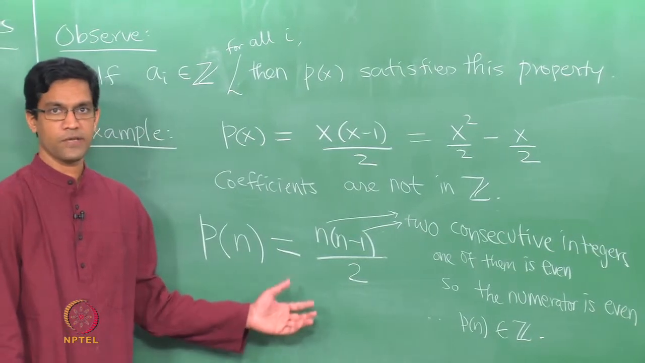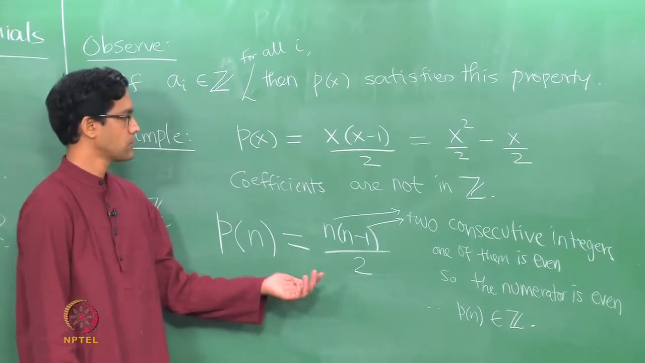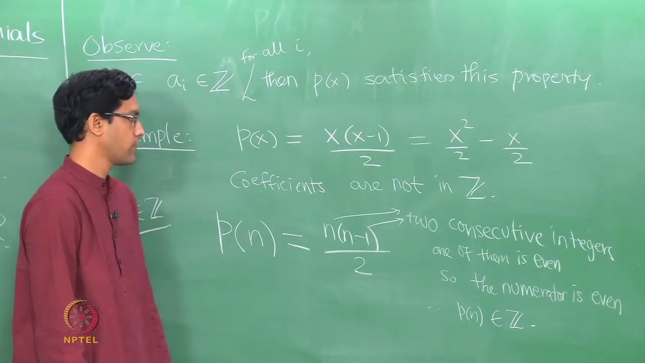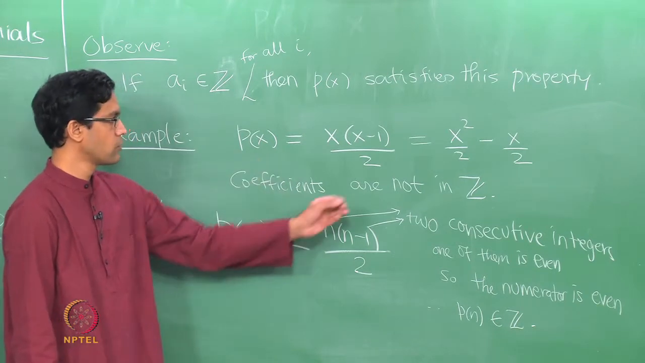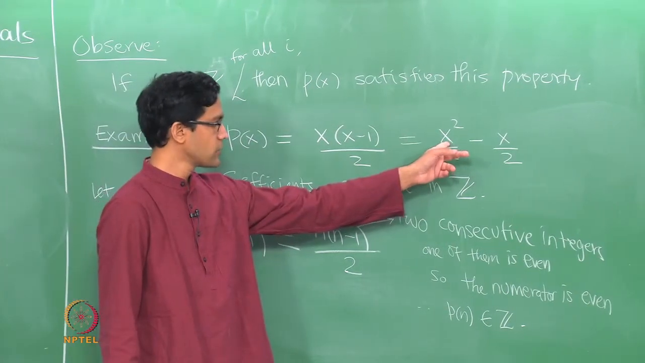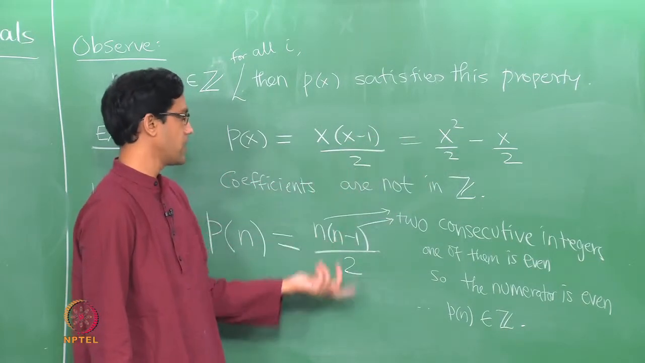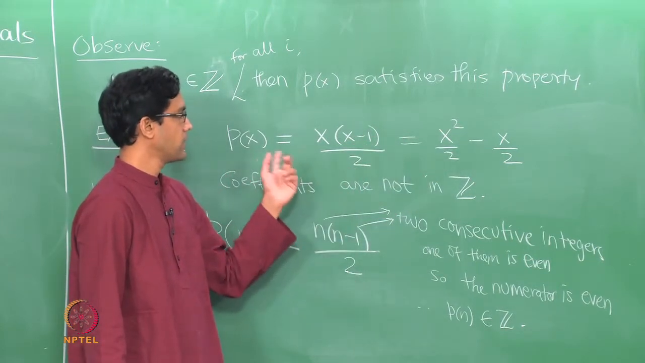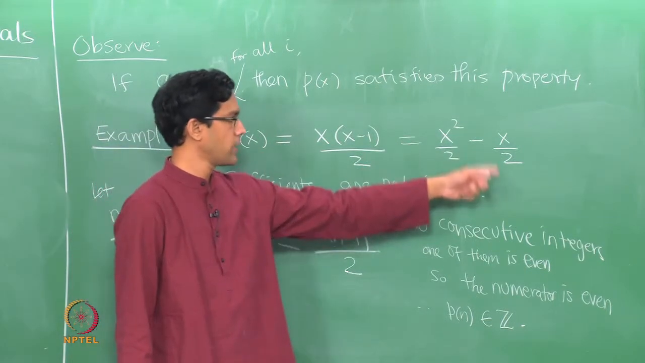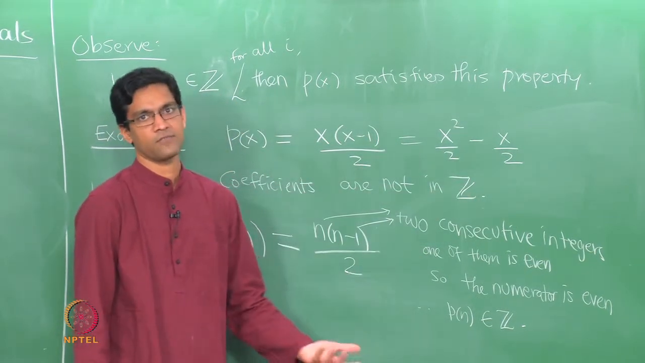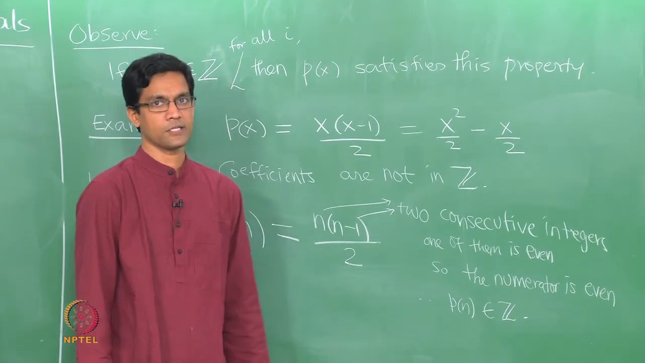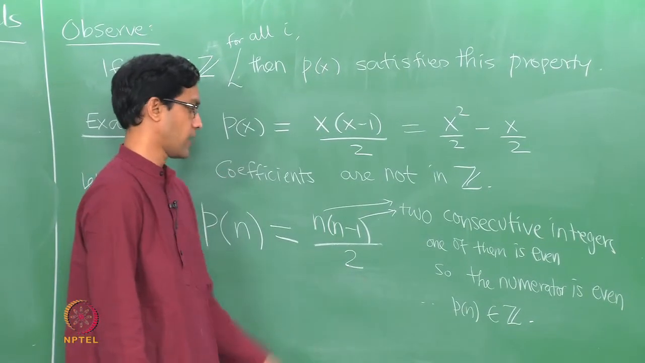Okay. So observe here is a polynomial which has the property that we wanted, that whenever you substitute an integer for x, then what you get as an answer is again an integer, but the coefficients themselves are not integers, the coefficients are half and half, right. In spite of that, it turns out that this gives you integer answers.